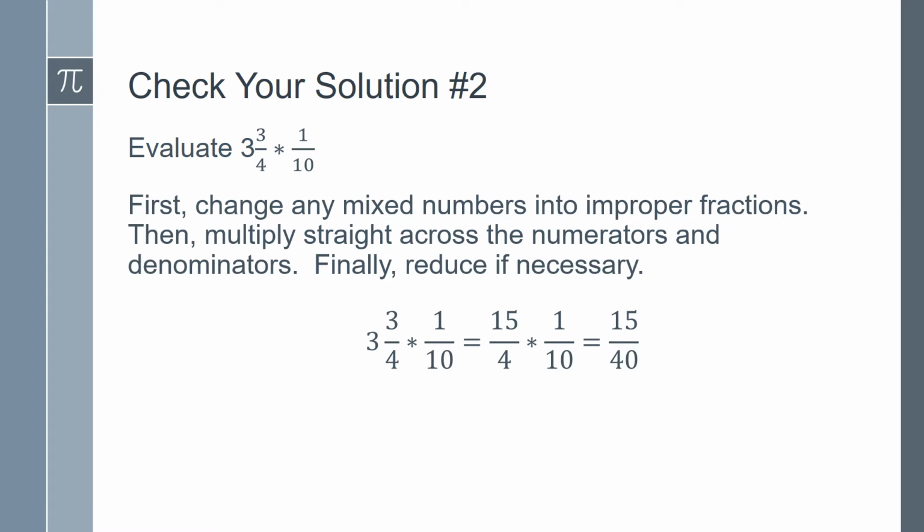This time we can reduce. We know that 15 and 40 have a common factor of 5, so if we divide the numerator by 5 and the denominator by 5, we can simplify, and we find that 15/40 becomes 3/8.